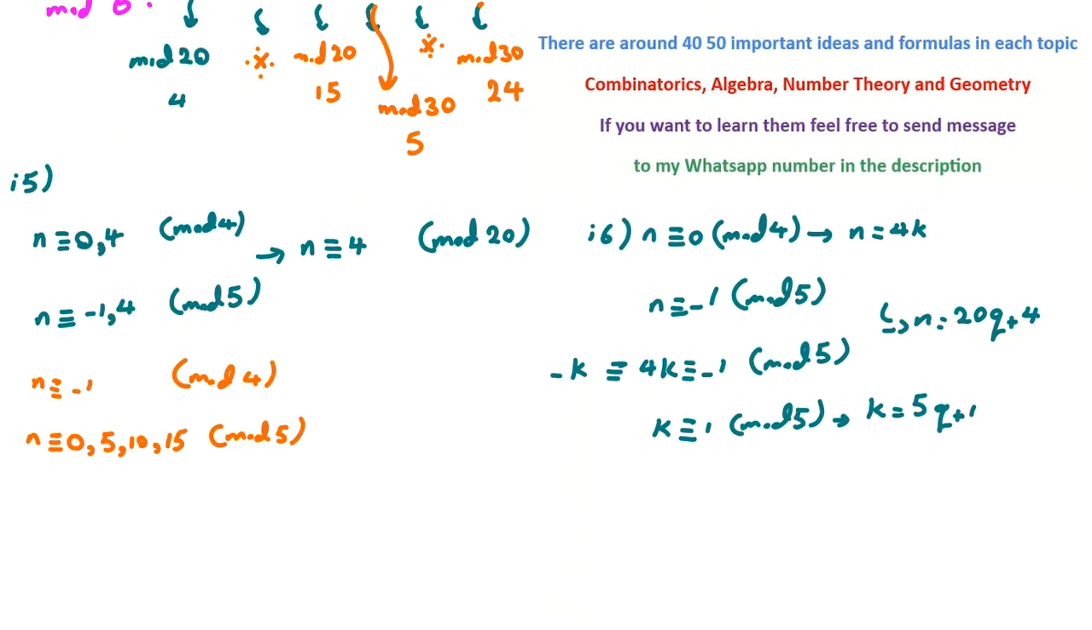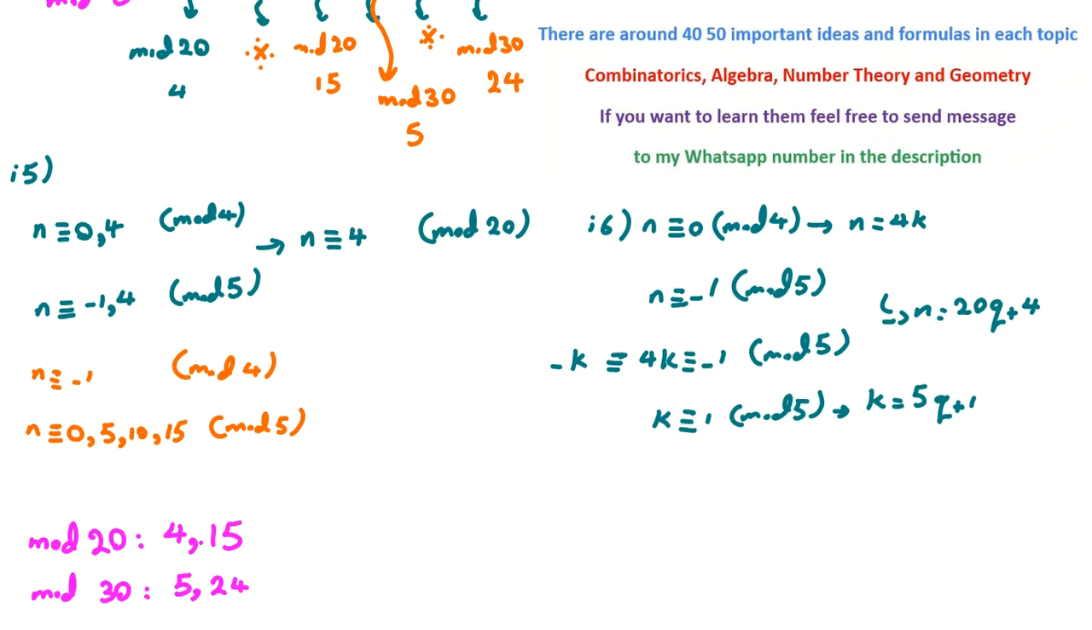So we have these 4 cases. Let me write with pink: mod 20, 4 or 15. Mod 30, 5 or 24. Okay. From 1 to 60, we should see how many cases are there, and we should subtract intersections. Okay, so pause the video and try the rest first on your own.